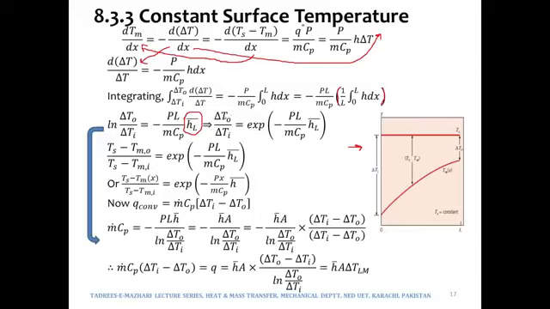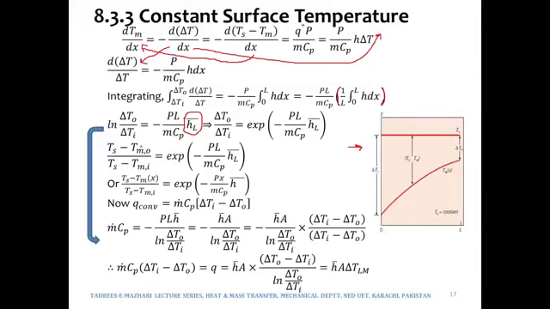Now writing delta T naught as Ts minus Tm naught, where Tm naught means the mean temperature of the fluid at outlet, delta Ti can then be written as Ts minus the mean temperature of the fluid at inlet, and the right hand side remains unchanged. Or it may be written in this form, right?